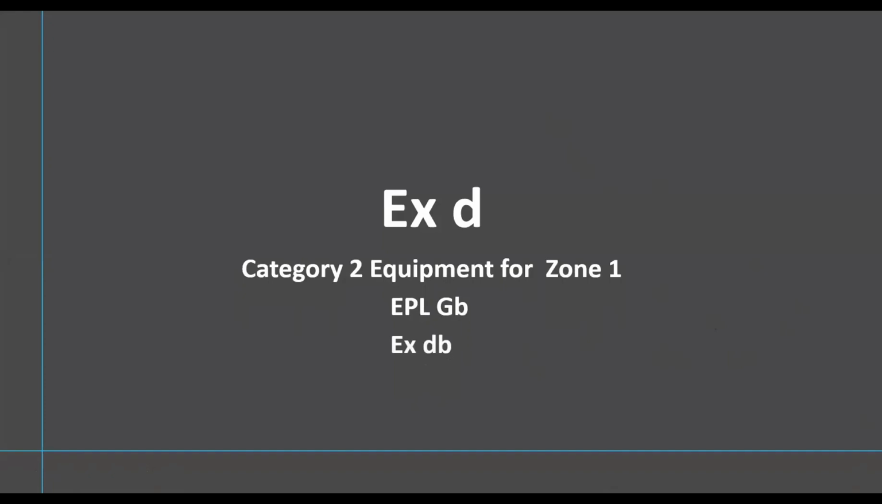Okay, right, EXD. So EXD is category 2 equipment for zone 1. It has an EPL, GB. And as you will see on a modern nameplate now, this would be pronounced as an EXDB.